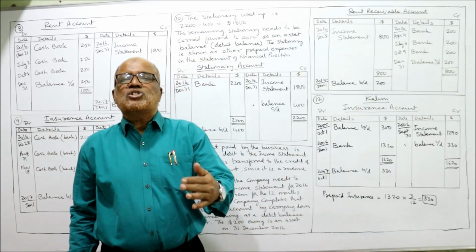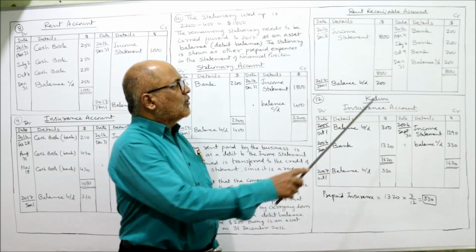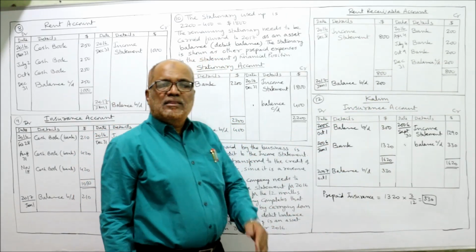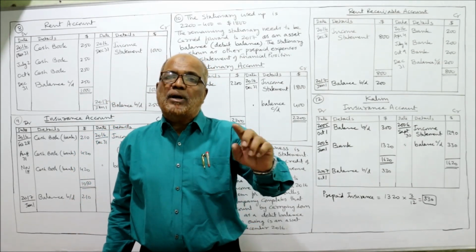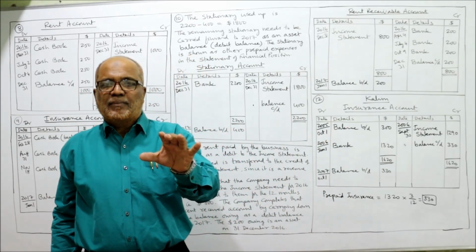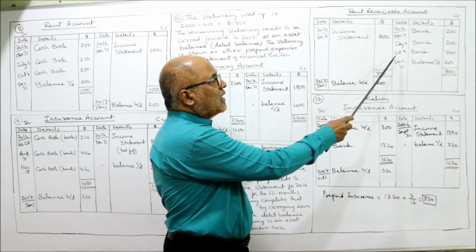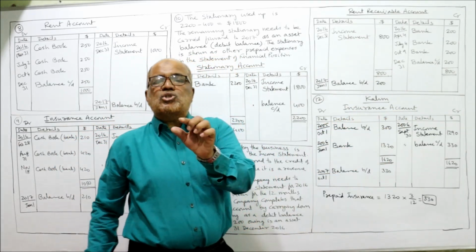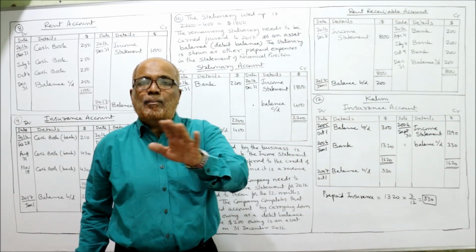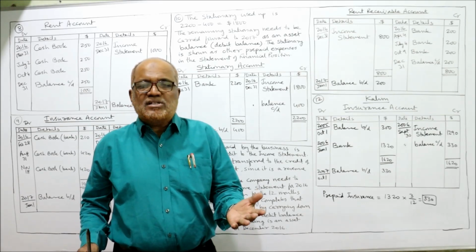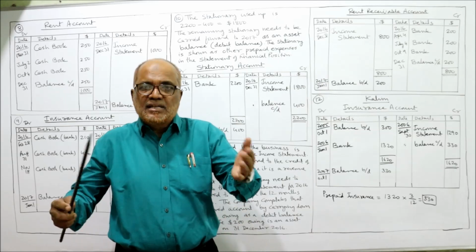The second installment is due on 30th June, but it is received on 4th July. So 4th July bank 200. The third installment of $200 is due on 30th September, but it is received on 9th October. So here 9th October bank. The last installment of $200 is due on 31st December, but it is not received. On 31st December, it is not received. So it is outstanding. It is receivable.